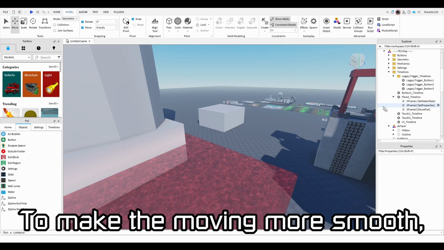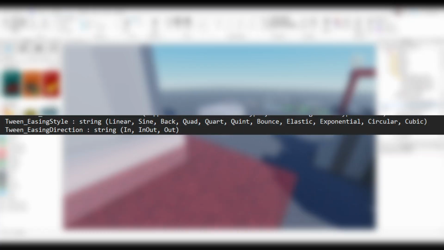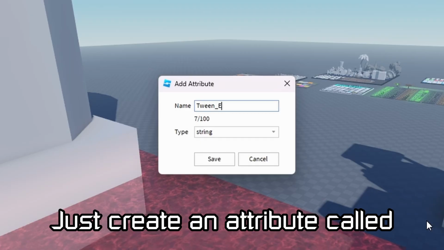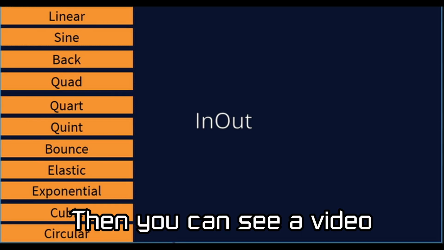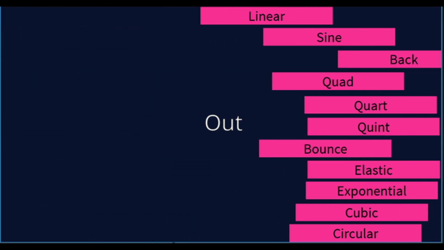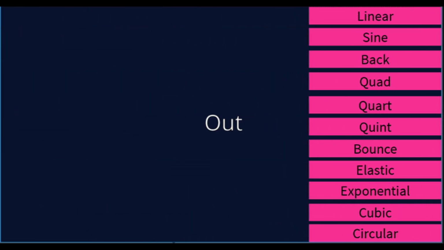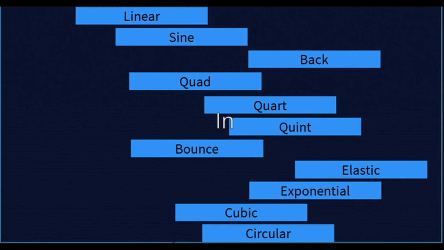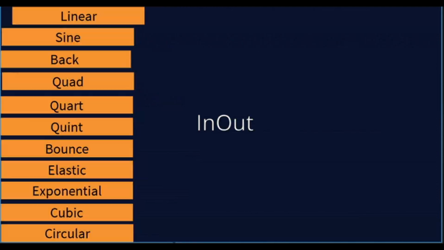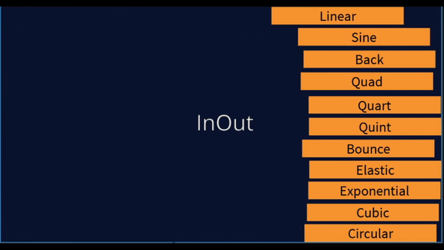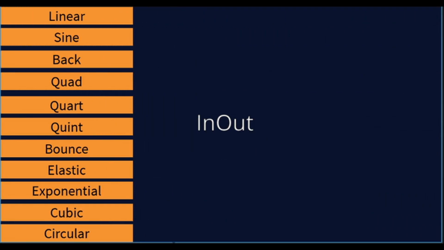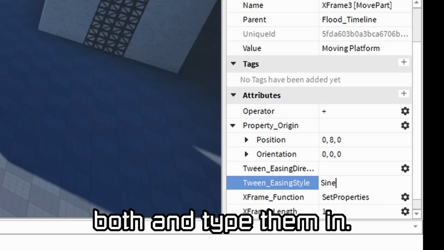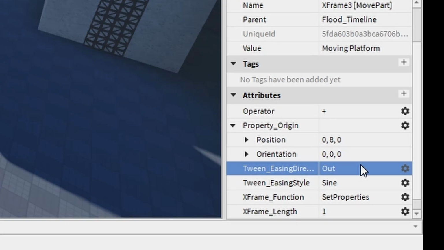To make the moving more smooth, you can use tweening. Just create an attribute called tween_easing style and tween_easing direction, then you can see a video here of what they all are. Choose one of them both and type them in. Don't forget the capital letters.